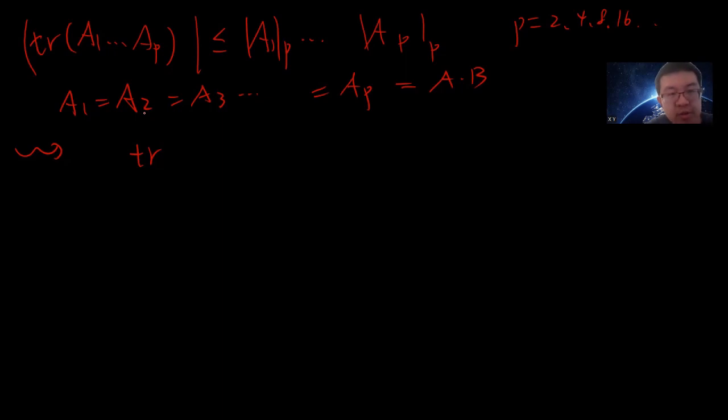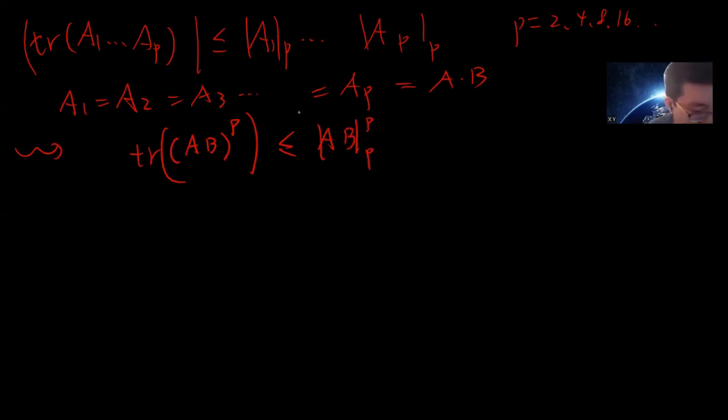So if they are all positive, the absolute value on the left-hand side doesn't matter. This gives you that the trace of AB to the power P is less than or equal to the P-norm of AB to the power P. Now here's the trick: you just write down the definition. Let's do it case by case.